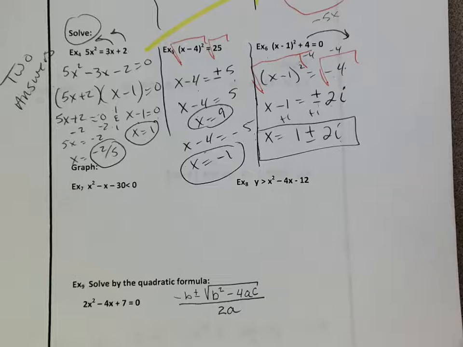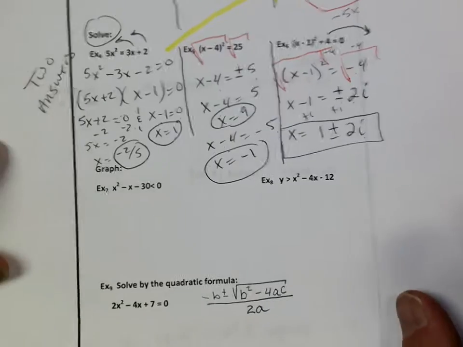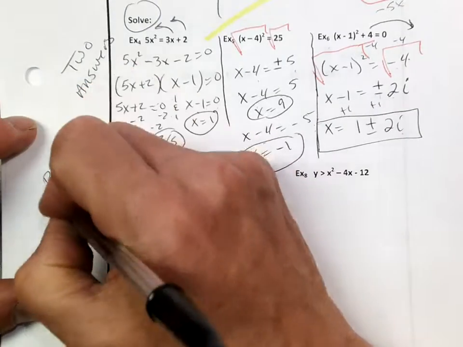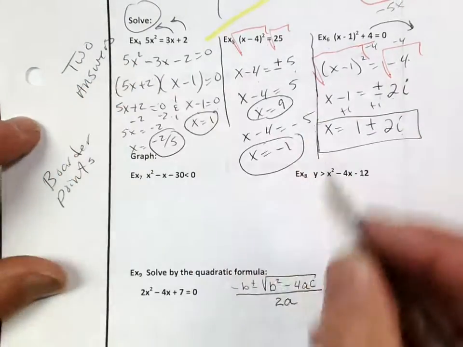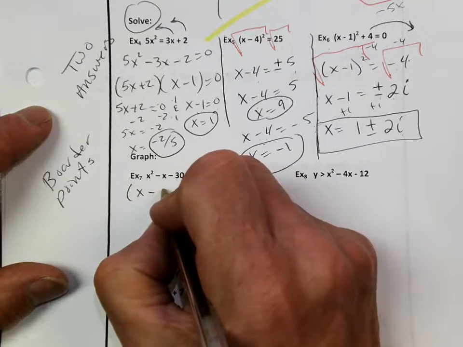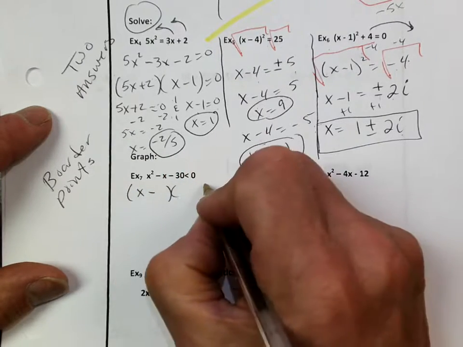Okay, example 7. Just like a warm-up. If we're going to graph this, let's first find our border points. I need my border points. I get my border points by factoring. Okay, set it equal to 0. So I'm going to factor this. Set it equal to 0.